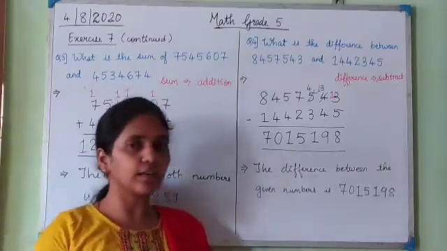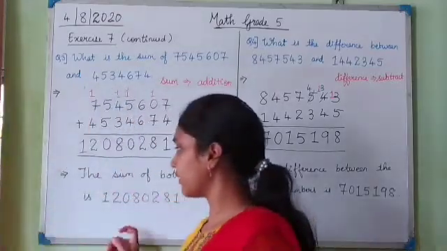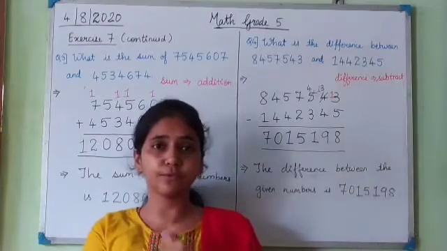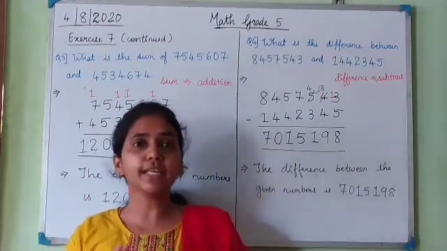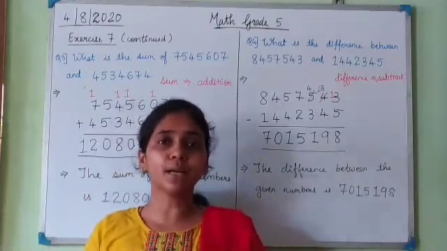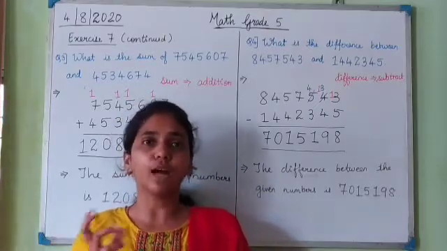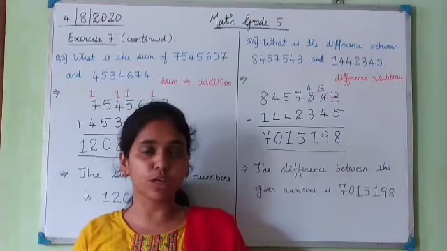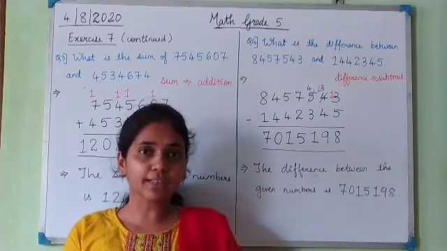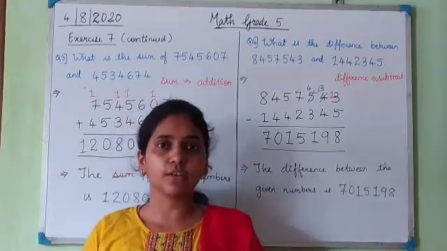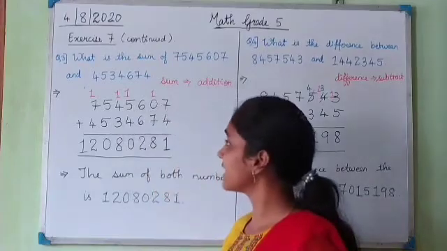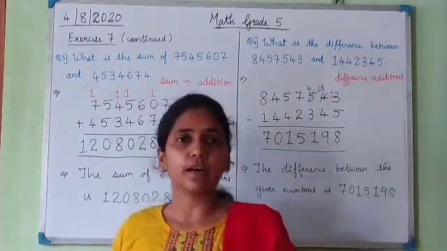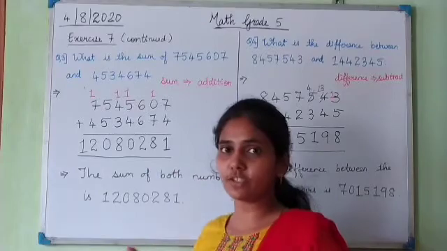So did you all understand what sum means and what difference means? If in any question it is given to find the sum of two numbers, then we have to add the numbers, and if it is given that we find the difference of the two numbers, then we have to subtract the two numbers and find the answer. Okay, so this was about exercise 7. We saw how to add and subtract large numbers, 7-digit numbers, right?